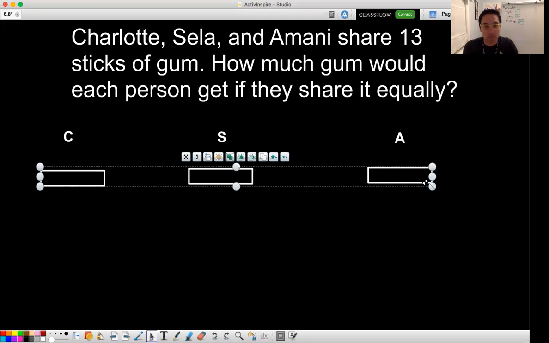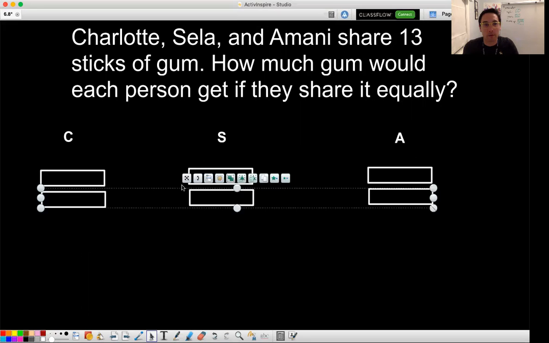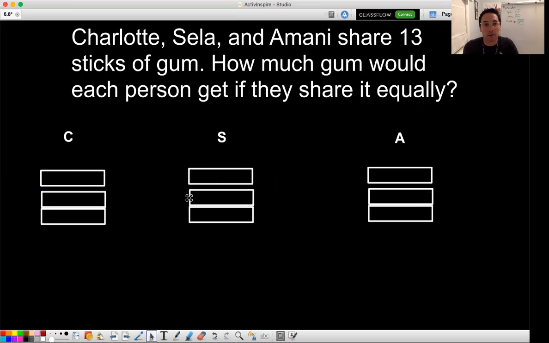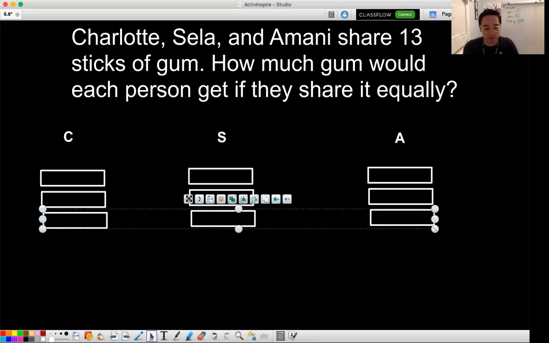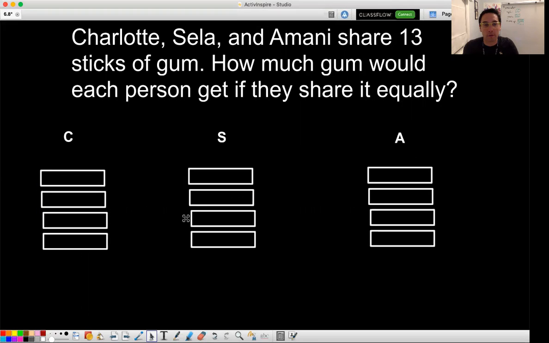We have 3, 6, 9, 12 sticks of gum. But then we have a 13th stick of gum. So now we have to decide, what are we going to do with this extra stick of gum? Well, if I go back to the board, we could split it, ignore it, or round up.